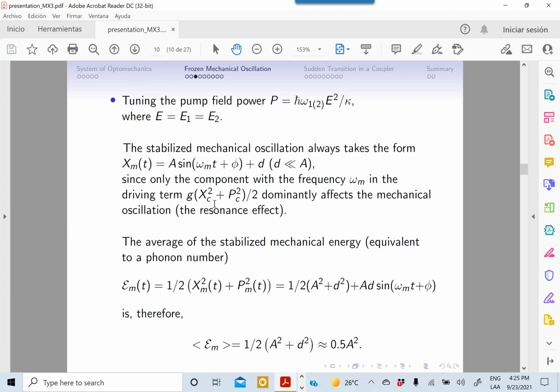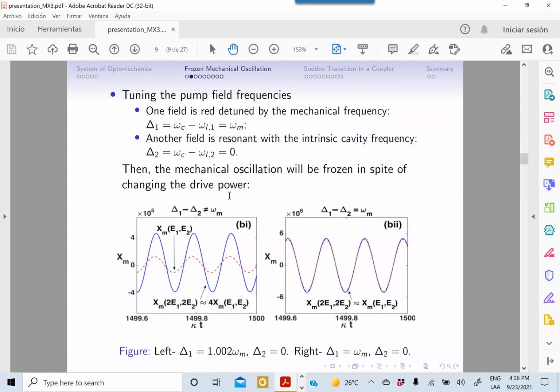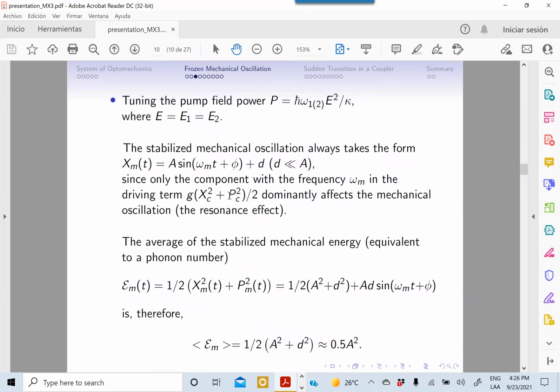Why is there such a simple form for the mechanical motion? No matter how complicated things become, the mechanical motion always takes this form. This is due to the resonance effect, because the mechanical oscillator is pushed by a term proportional to photon number, as we have seen before, this last term. This term has a lot of frequency components. Only the component with frequency omega m will significantly contribute. It's a resonance effect, so the mechanical motion is always very simple.